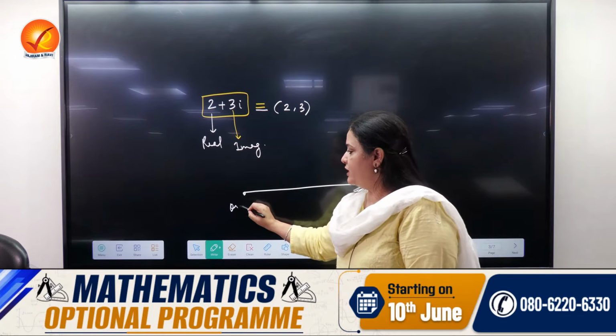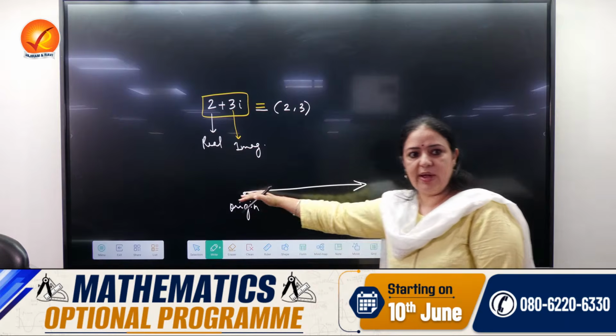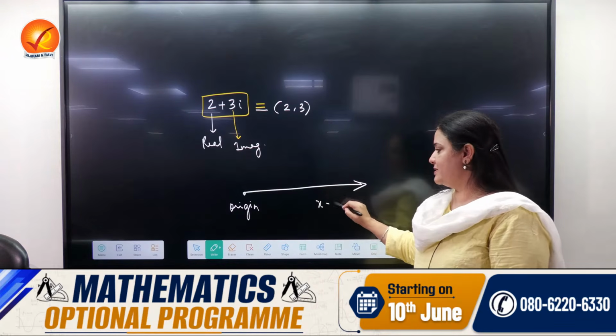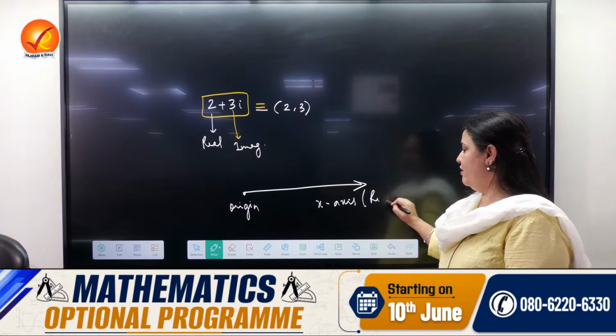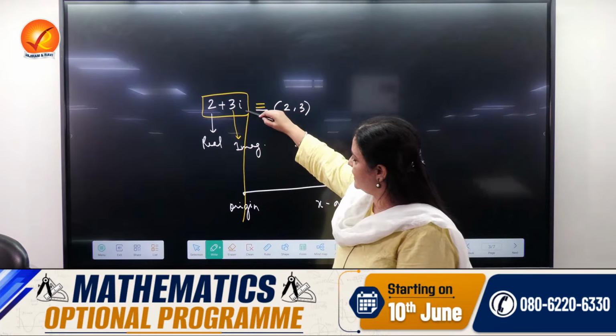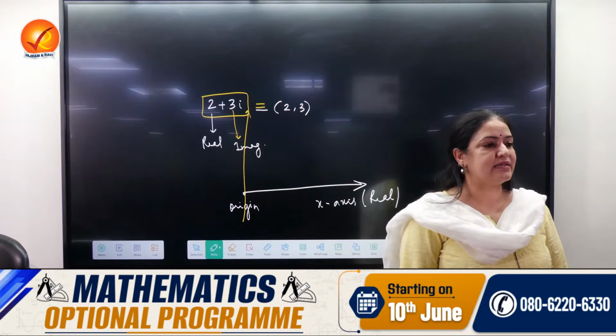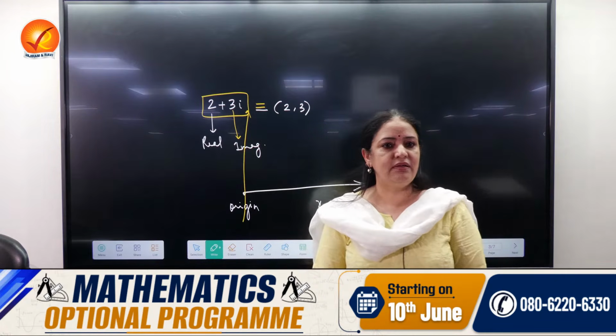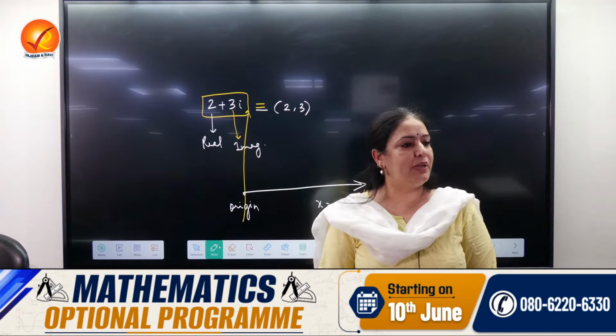This is what I call the origin. Can you identify what this axis generally stands for? X-axis, also known as the real axis. And when I draw one axis like this, it is the y-axis, also known as, even though I'm drawing it, I'm calling it imaginary. What is the difference between imagination and real?